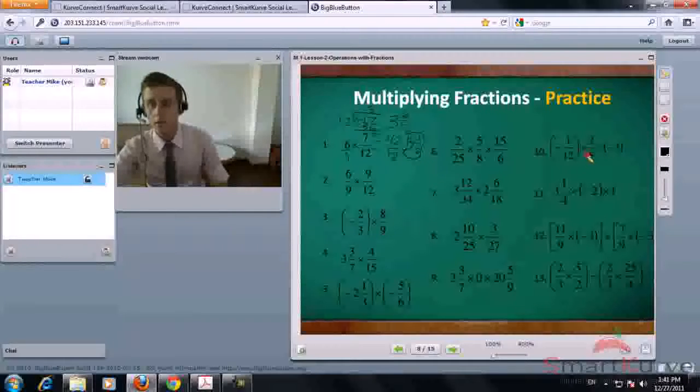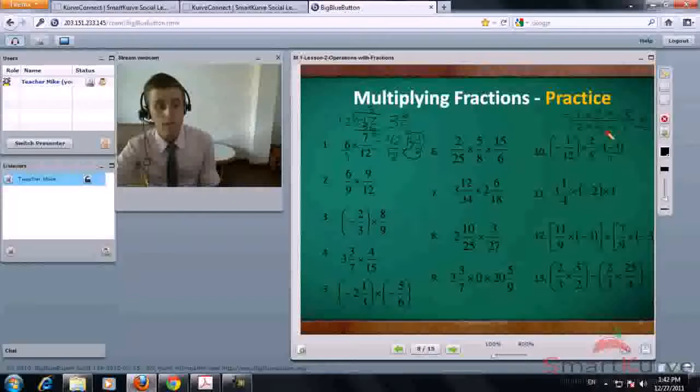Okay, now we'll go on to one of the more difficult ones. So for number 10, we have negative 1 over 12 times 2 over 5 times negative 3. So we know that the top is going to be negative 1 times 2 times negative 3. The bottom will be 12 times 5 times 1. We already have the negative on the top, we don't need to repeat it. This negative 3 becomes negative 3 over 1. Negative 1 times 2 is negative 2, times negative 3 equals positive 6.